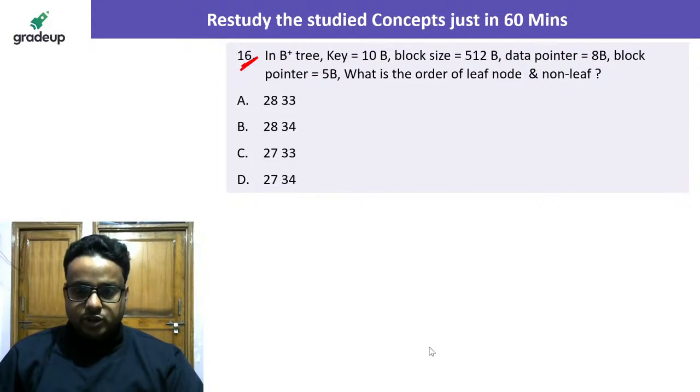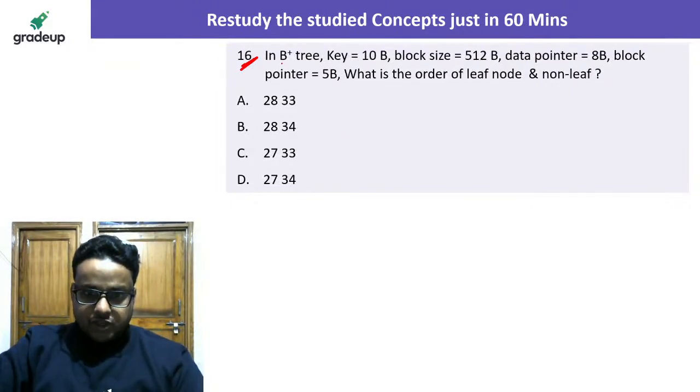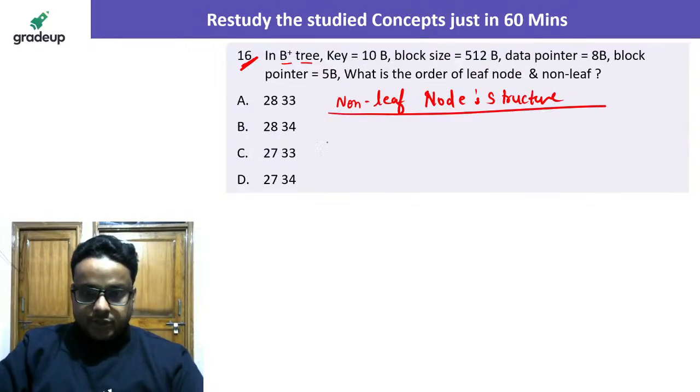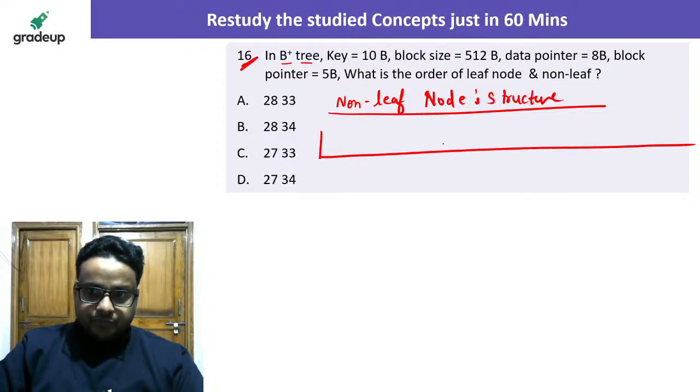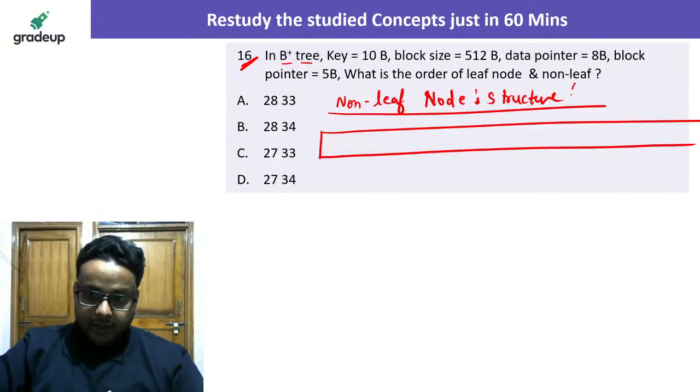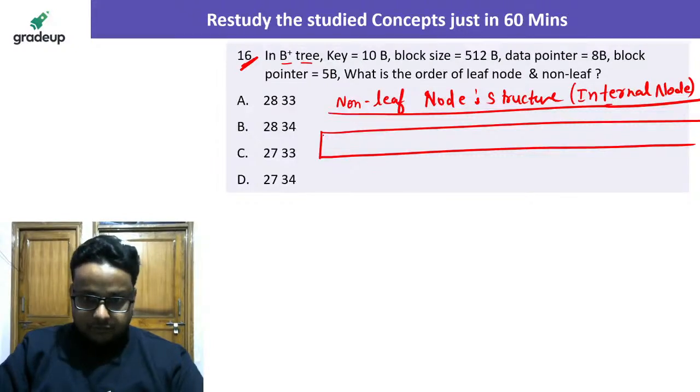Now I will explain this question. So first of all, we are talking about B plus tree. You should know what you mean by non-leaf node structure and then leaf node. In the B plus tree we are talking about the non-leaf node structure, that is the internal node. In the internal node, you will not be having any record pointer, but you will be having block pointers.